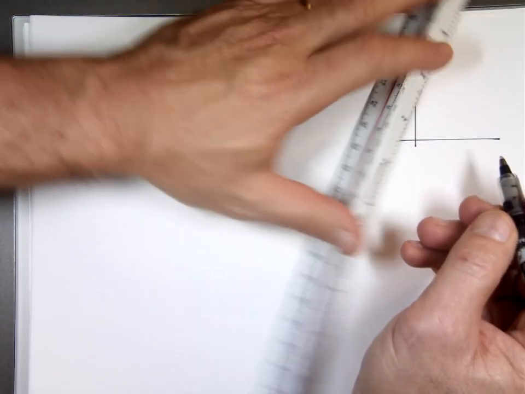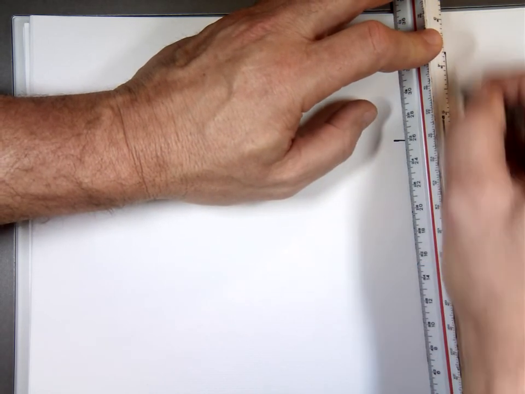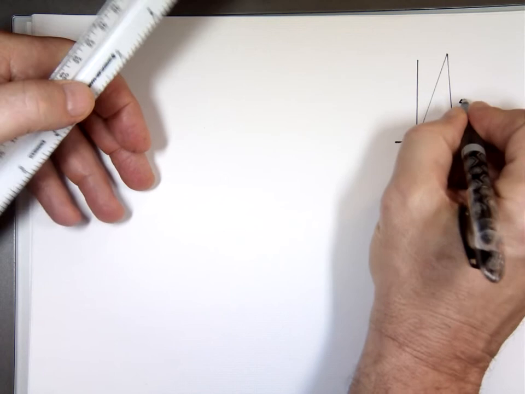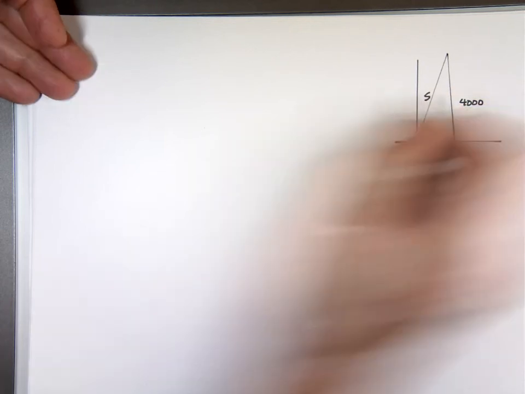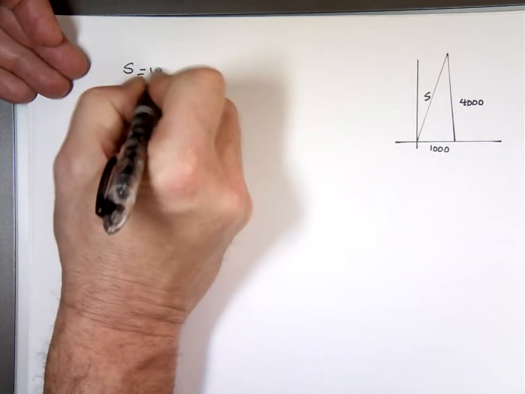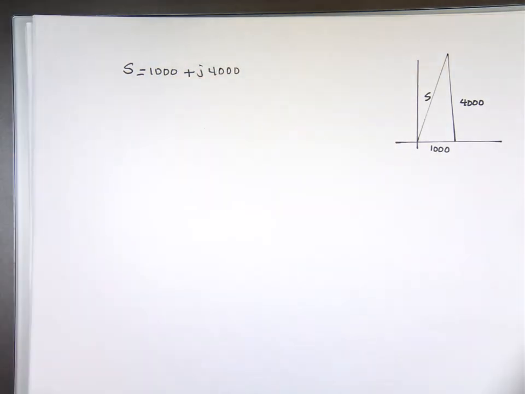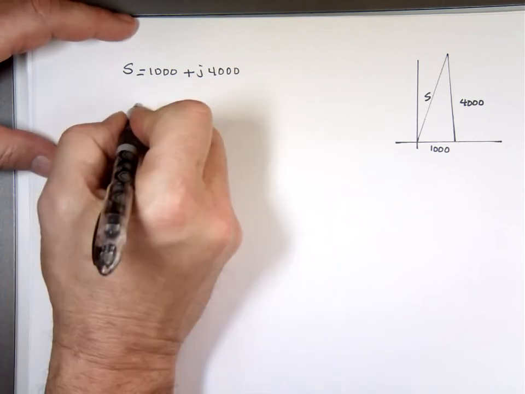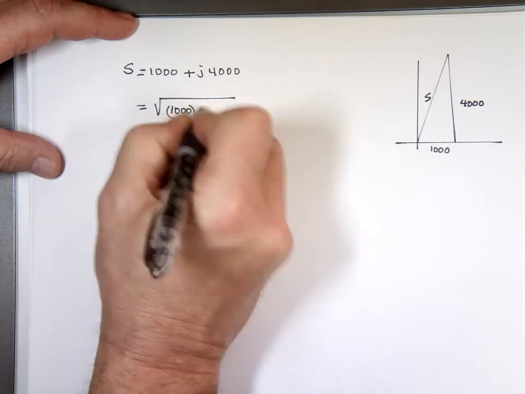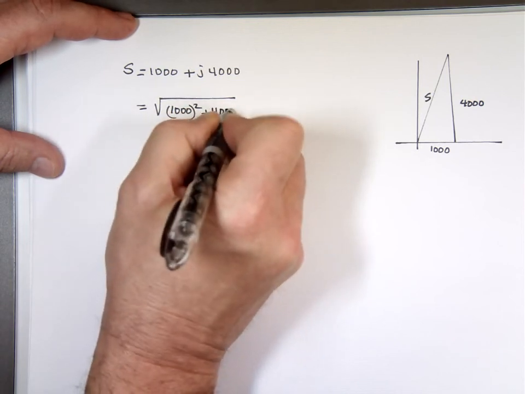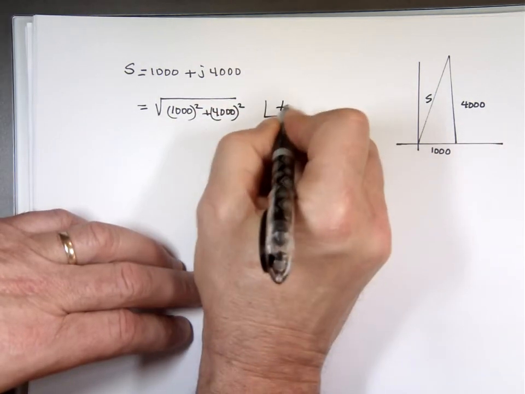So looking at that picture, that's a 4,000, if I'm seeing it correctly, and that's 1,000. So that's your S. S equals 1,000 plus j4,000. Now my calculator does that for me, but by hand, that would be the square root of 1,000 squared plus 4,000 squared. And to get the angle, it's the inverse tangent of this over this.